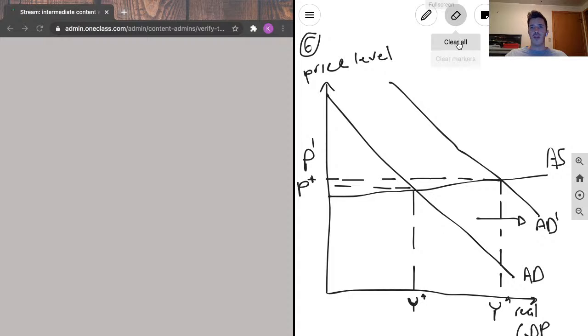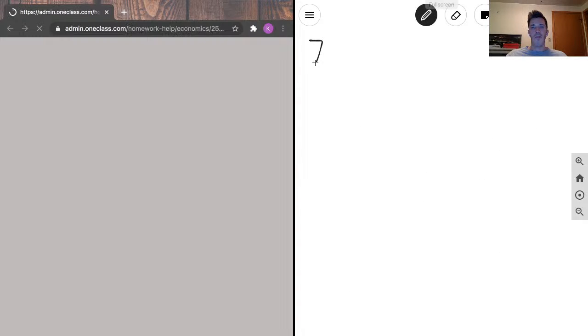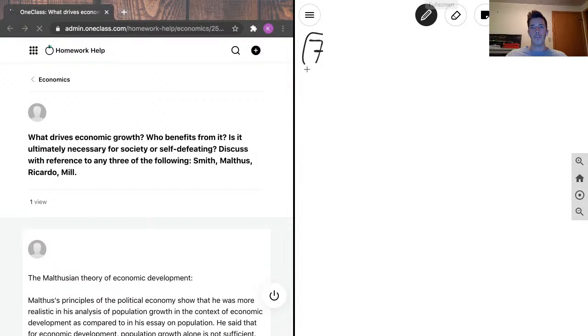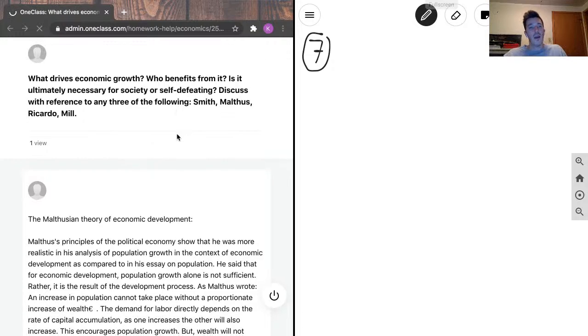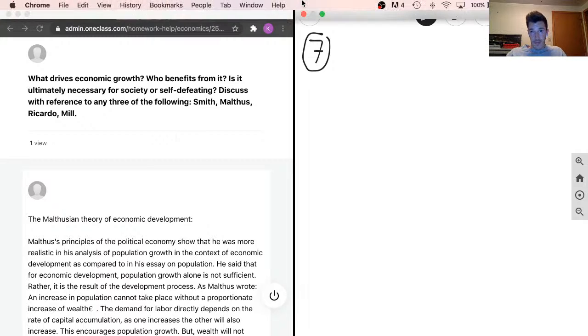On to question 7 here. What drives economic growth? Who benefits from it? Is it ultimately necessary for society or self-defeating? Discuss with reference to any three of the following: Smith, Malthus, Ricardo, or Mill.